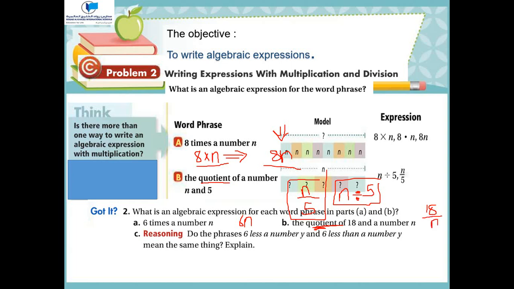Now, do the phrase 6 less a number y and 6 less than a number y mean the same thing? No. Why does it not mean the same thing? The first one means 6 minus y. The second one, you must change the order because of the word than. So it is y minus 6. That's it for this part. It's really easy, and I think you had an idea about it in grade 7.